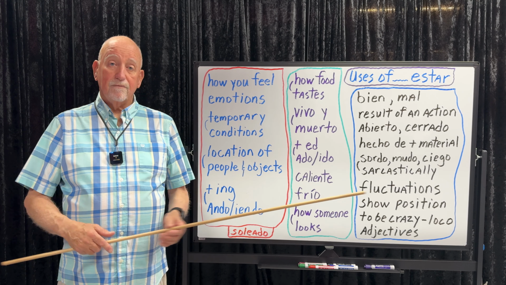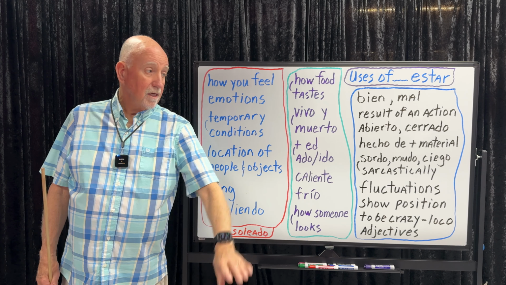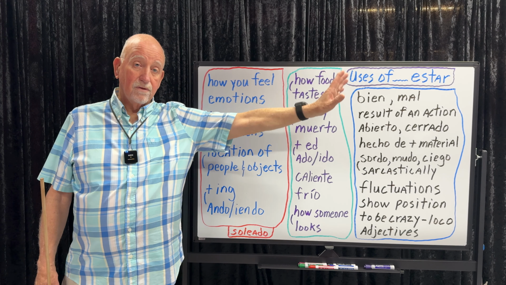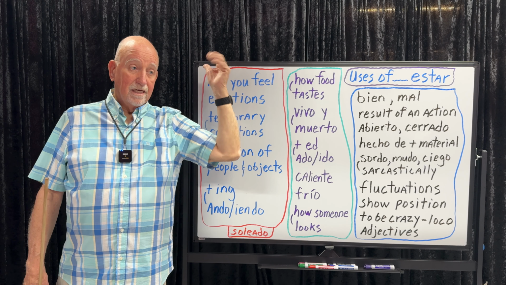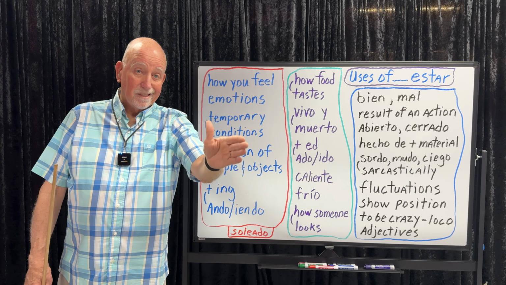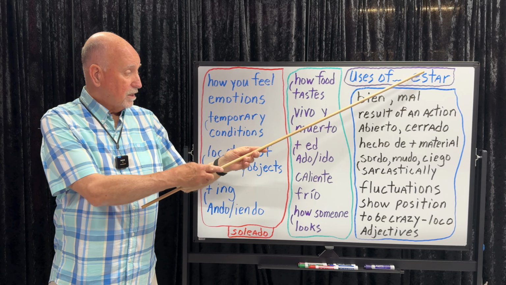To show position. It's up above, está arriba. It's down below, está abajo. It's off to the side, está al lado. It's out front, está enfrente. It's out back, está atrás. It's between the buildings, está entre los edificios. To show position, use estar.